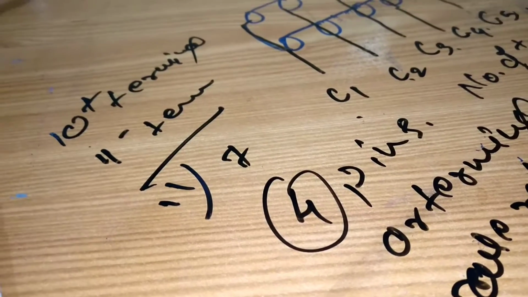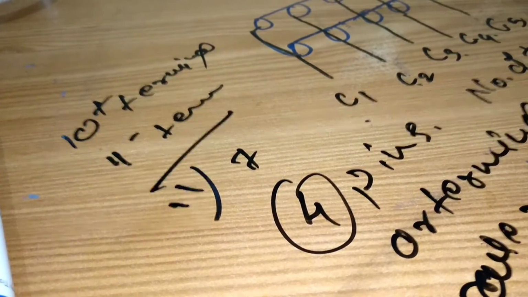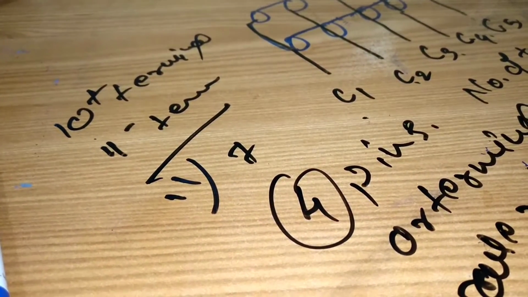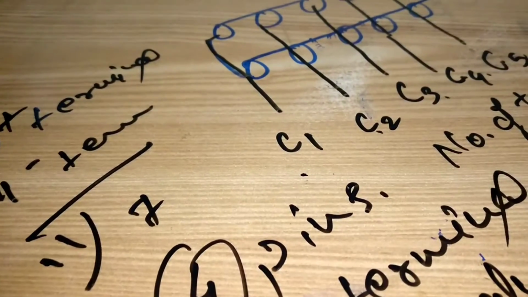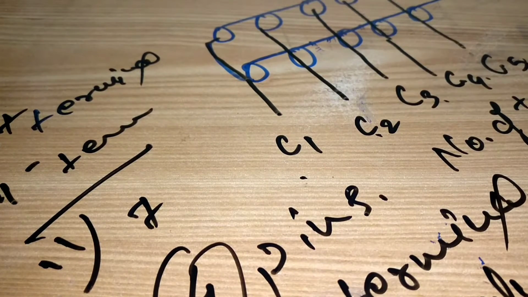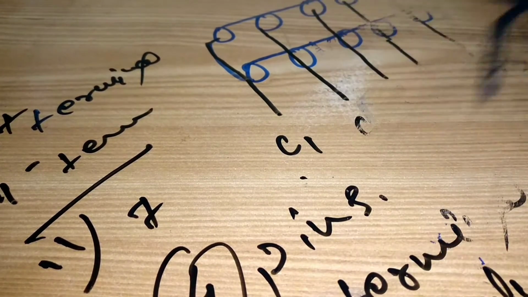So if your microcontroller has a small number of pins left, you can use the matrix method. Now what is the benefit of the matrix method? I am going to show you in a while. Let me just erase this, and how it works, that too.